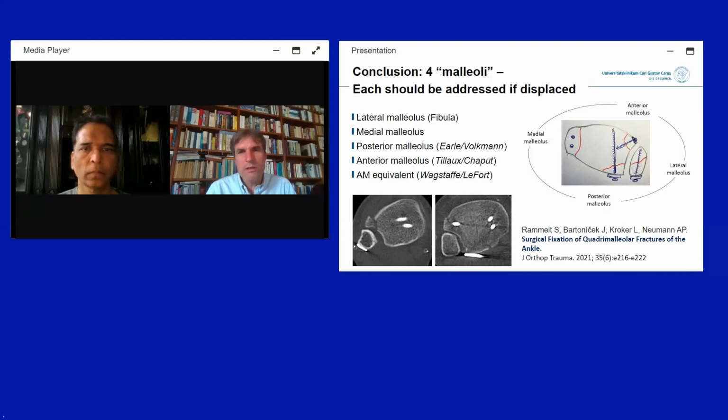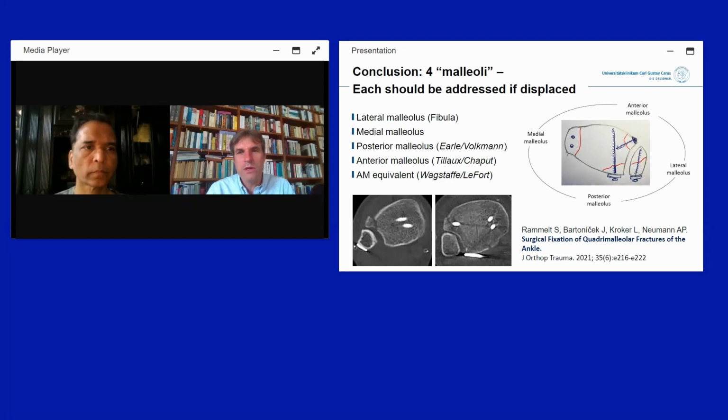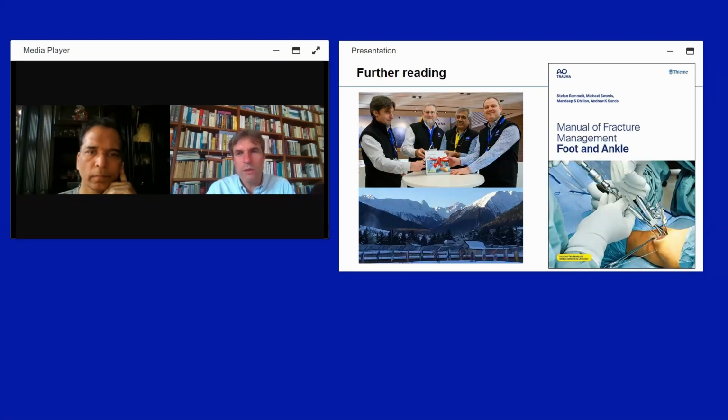So my conclusion is there are 4 malleoli around the ankle, 4 pillars that we have to respect. The anterior one has more in common with the posterior one, even though it might be in most occasions a bit smaller. And if displaced, and particularly, of course, the larger it is, the more impaction it is, if there's any joint impaction, it should be addressed. And if you'd like to read more about that, there's another American, Indian, German cooperation on that.